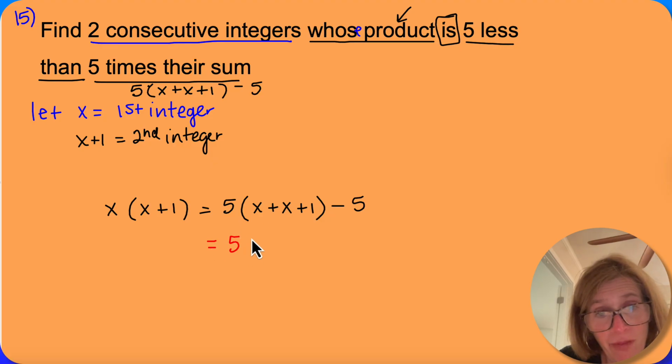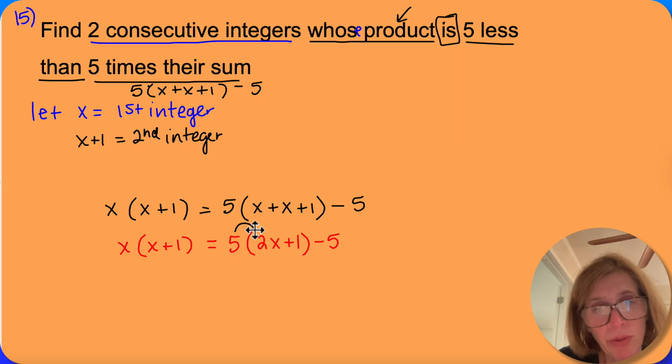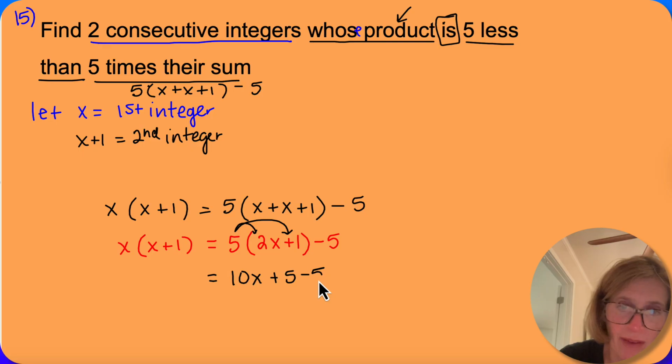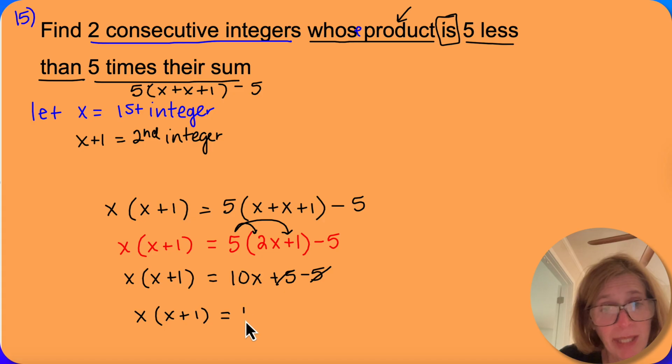All right, so now we do everything that we can in parentheses. So that's going to give me 5 times 2x plus 1 minus 5. And on this side, I have x times x plus 1. I'm going to leave that for now, okay? All right, so now I'm going to distribute my 5, which is going to give me 10x plus 5 minus 5. All right, so I'm still going to leave that x times x plus 1 equals, the 5s will cancel, and so that'll give me 10x.